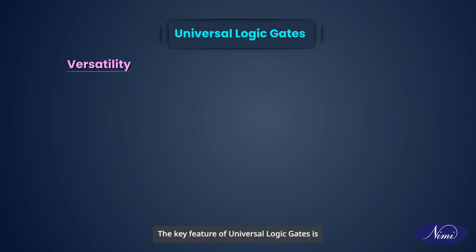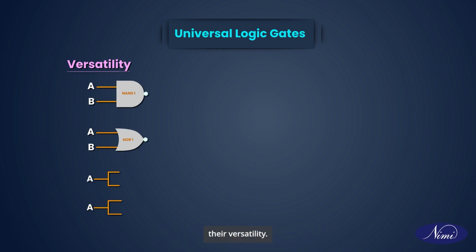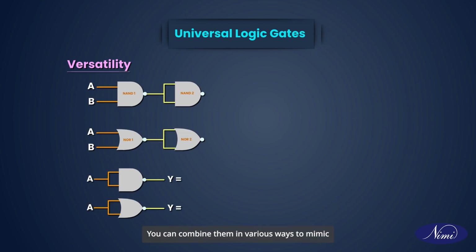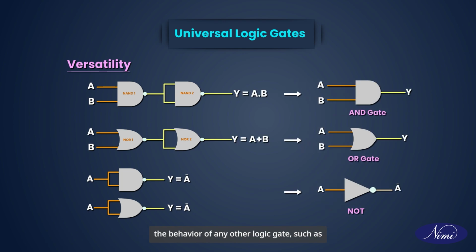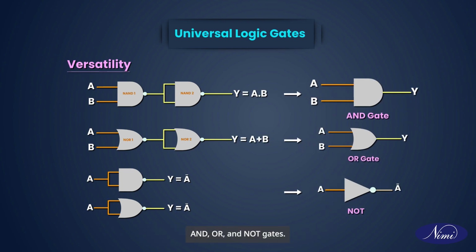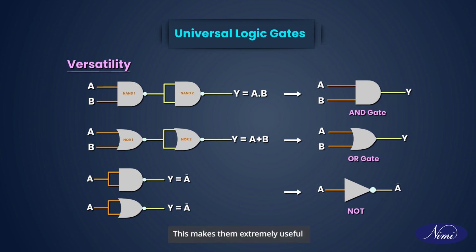Versatility. The key feature of universal logic gates is their versatility. You can combine them in various ways to mimic the behavior of any other logic gate, such as AND, OR, and NOT gates. This makes them extremely useful in designing complex digital circuits.